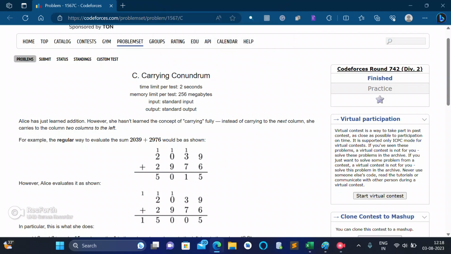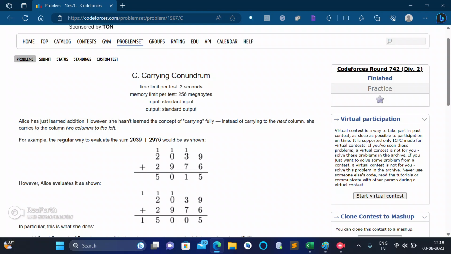Hello everyone, today in this video we are going to discuss the question Carrying Conundrum, which was asked in Codeforces Round 742 Div. 2. In this question we are given two numbers, and we have to find their sum, but not in the regular way. In the process given to us, we carry the carry not to the next column but to the column two places to the left.